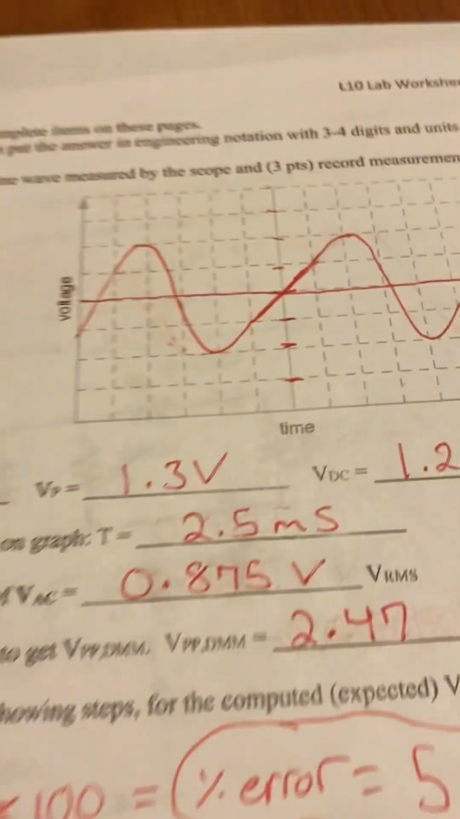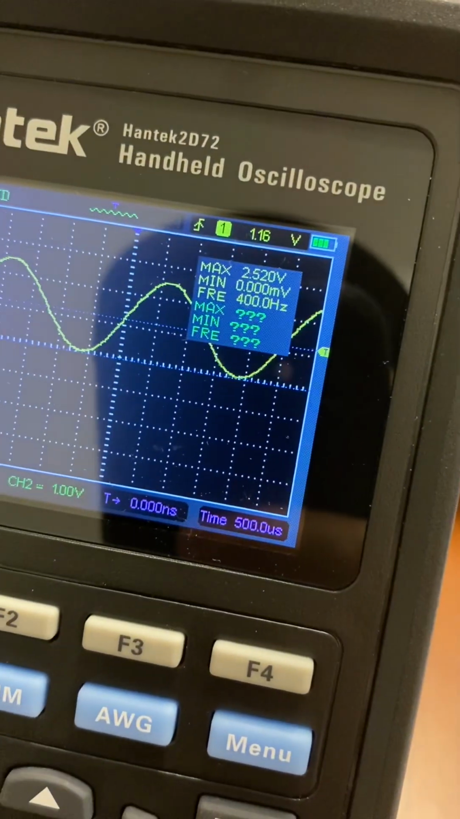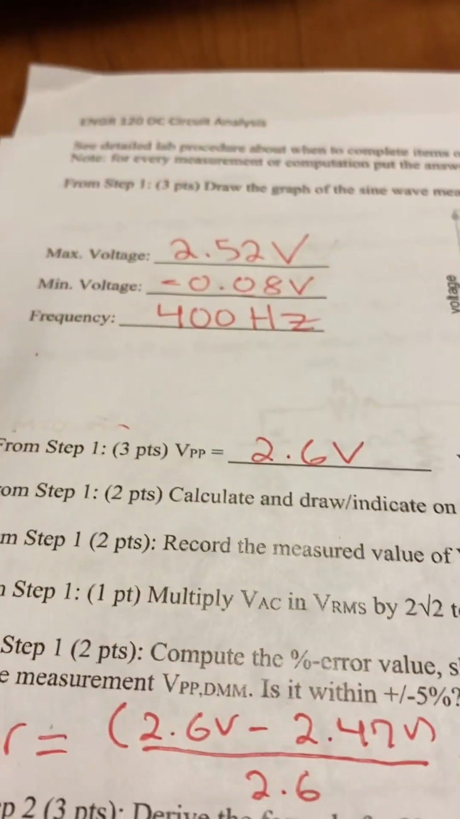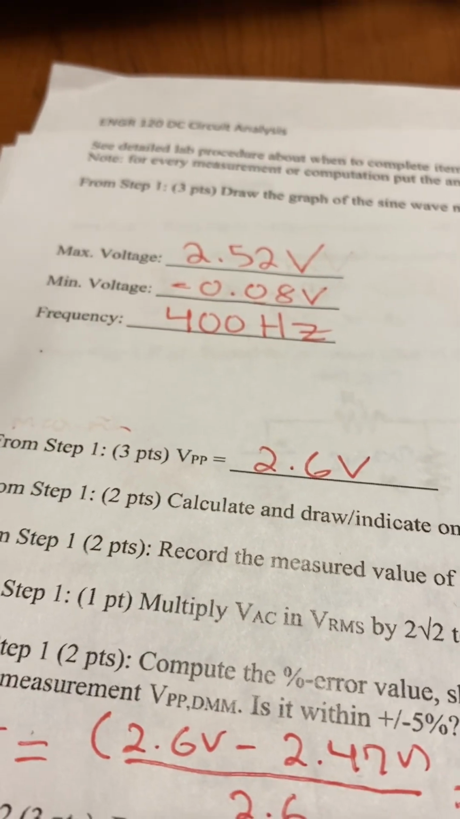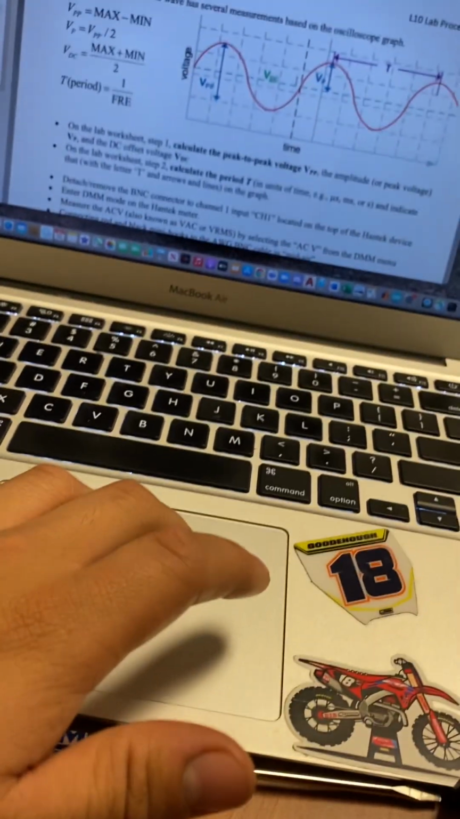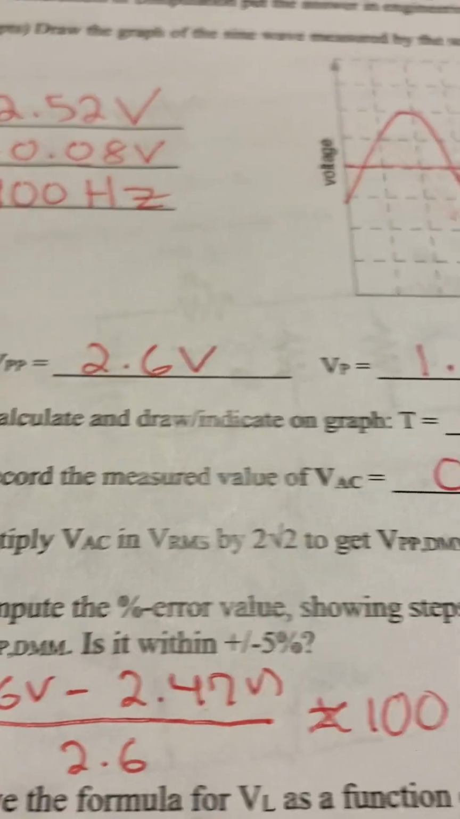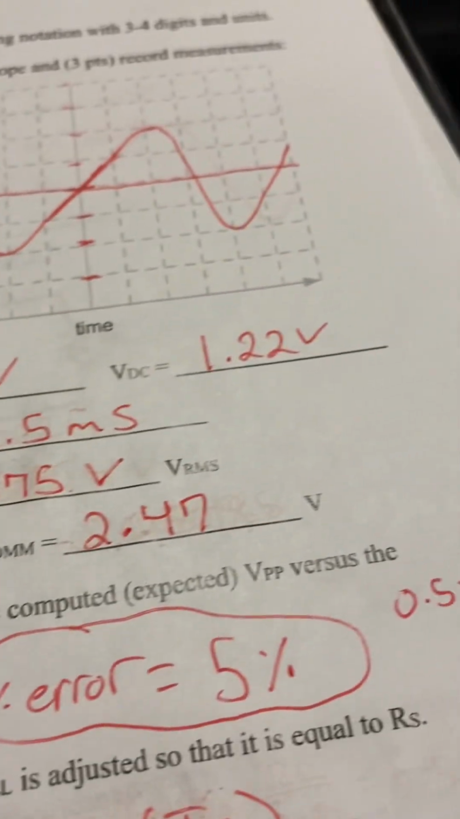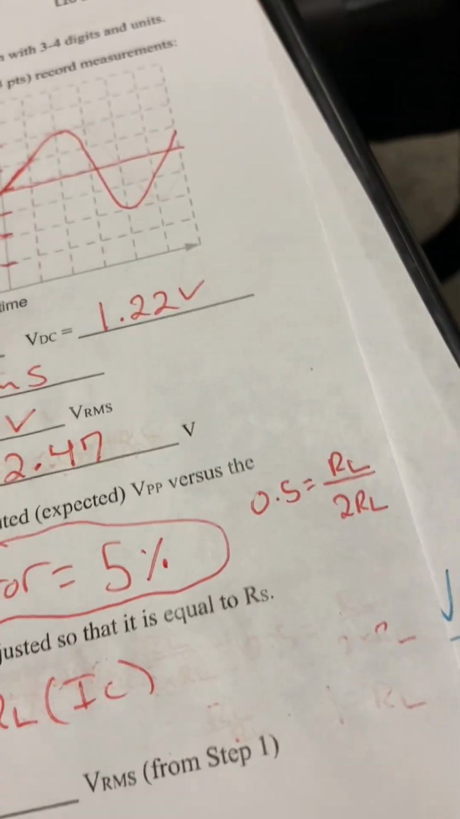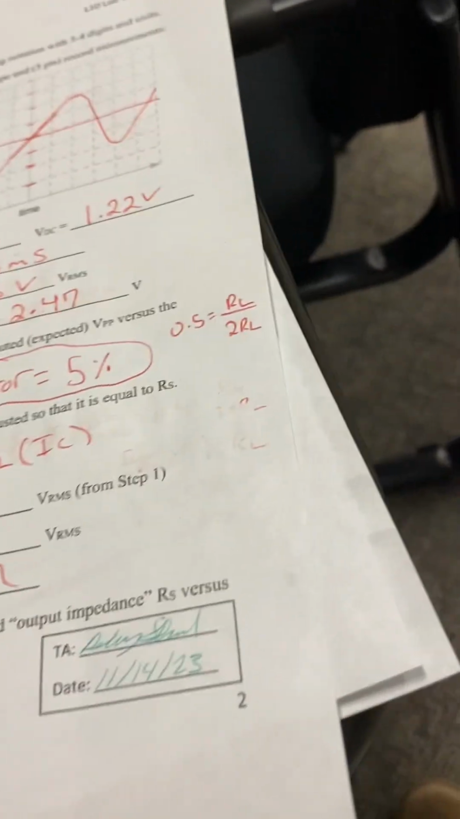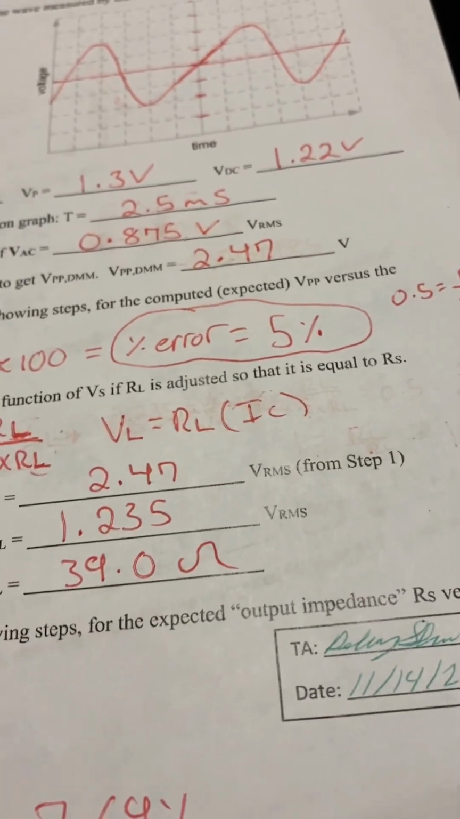So this is the wavelength I get from my graph. My max voltage is 2.52, I stopped at that, and the minimum is -0.8, and it's set at 400 hertz. When I do my calculations for the wavelengths using those maximum values, I find 2.6, 1.3 volts, and 1.22 volts. Then I get a percent error of right on 5%.